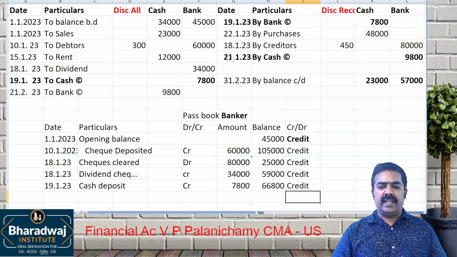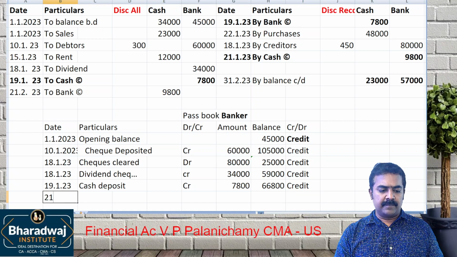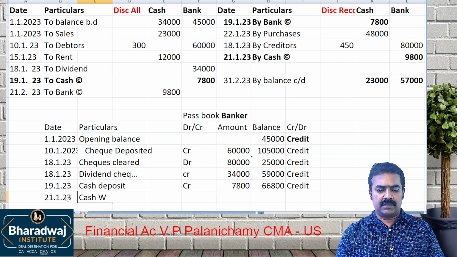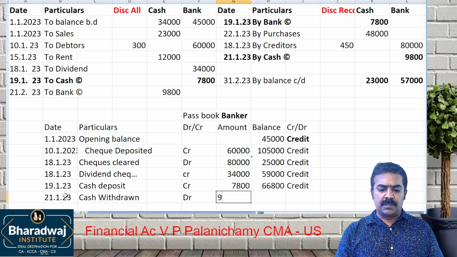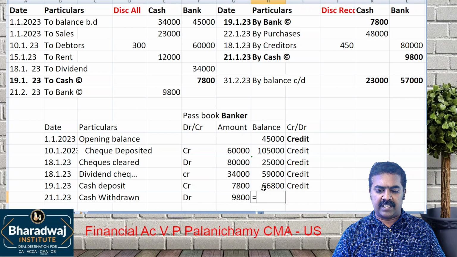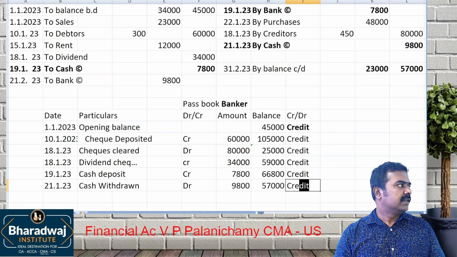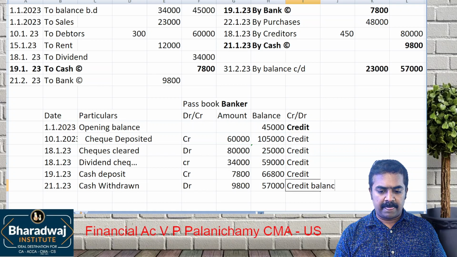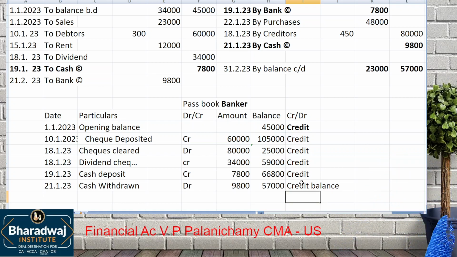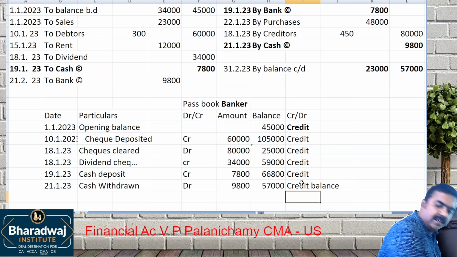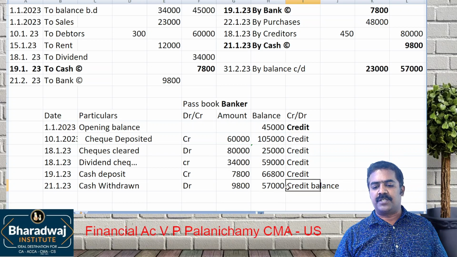Then again on 21.1, what do we do? We withdraw money. 21.1.2023 cash withdrawn. What is the cash withdrawn? They will debit. How much will they debit? 9,800 they will debit. So 66,800 minus 9,800. It will give us which balance? Closing credit balance, like that it will come.